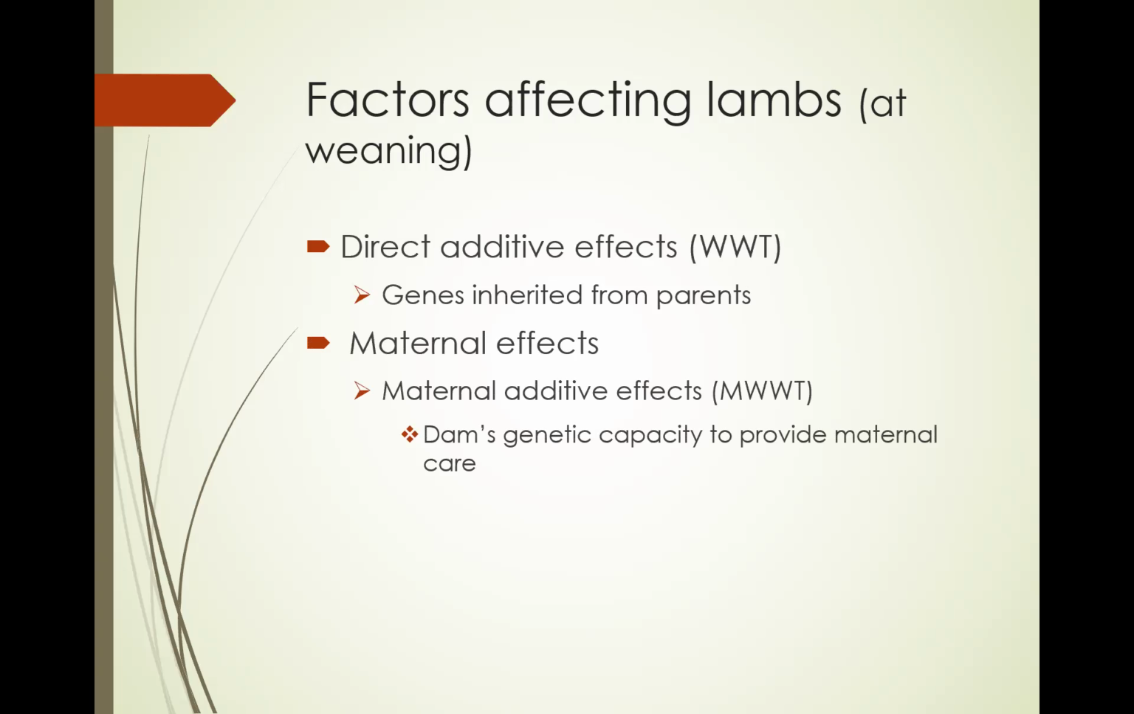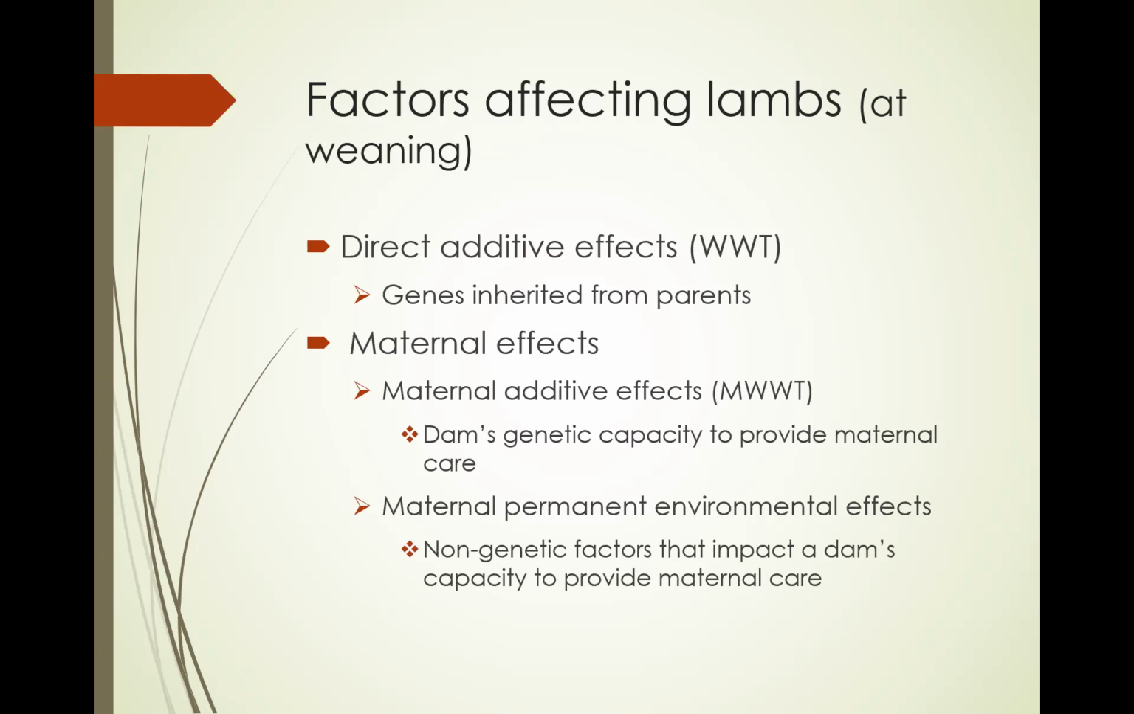And those are being captured in what is the MWWT, or the maternal weaning weight, that is obtained, predicted, and provided on our sheep. And that's the dam's genetic capacity to provide better or worse maternal care. So what she's inherited that makes her a better mom or otherwise.